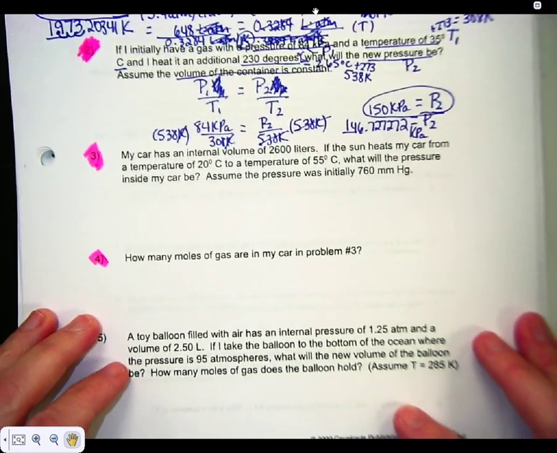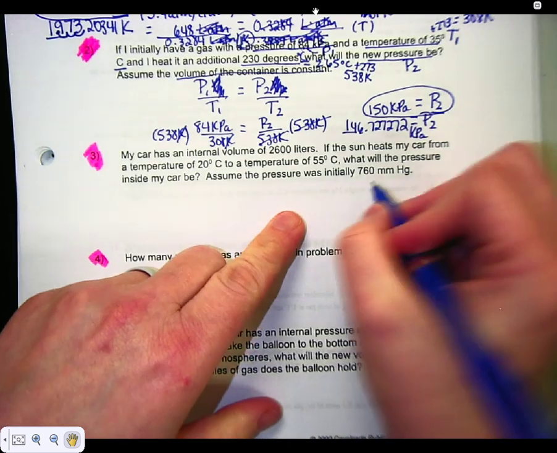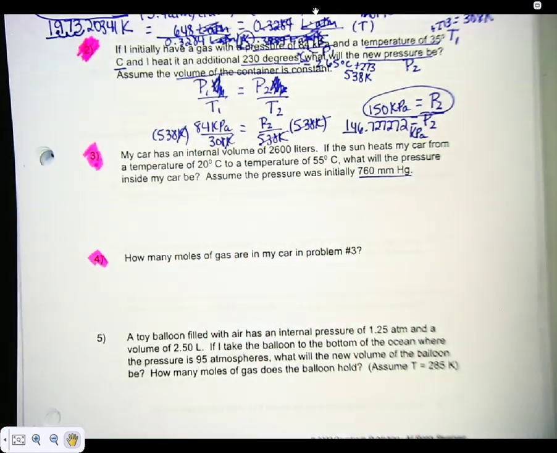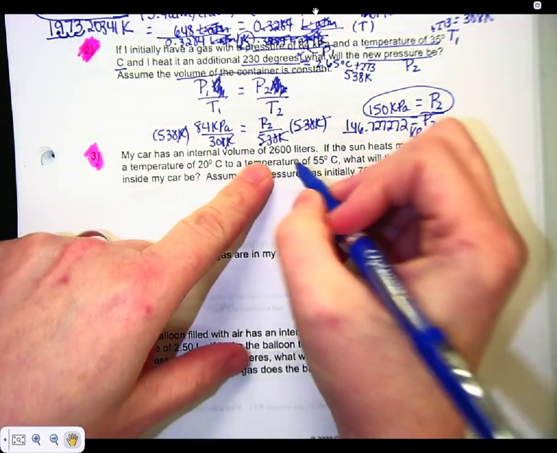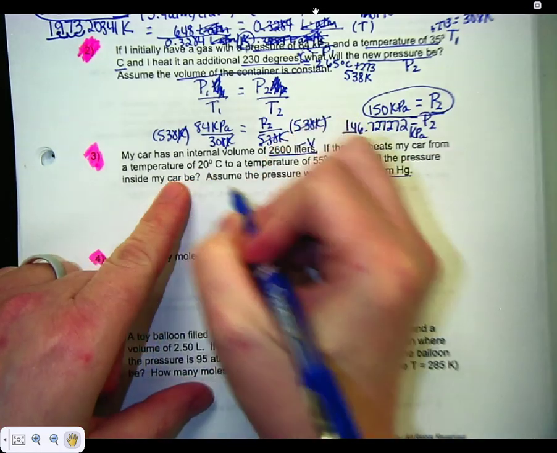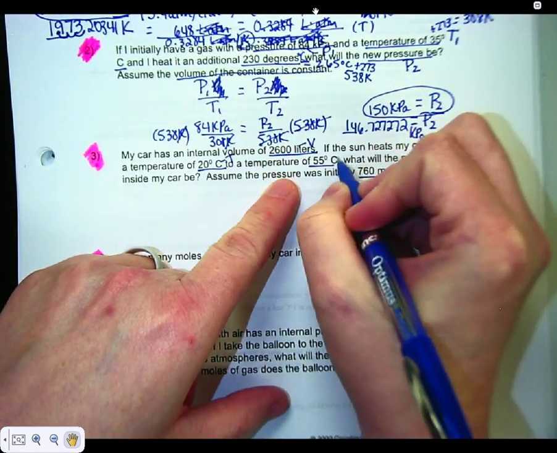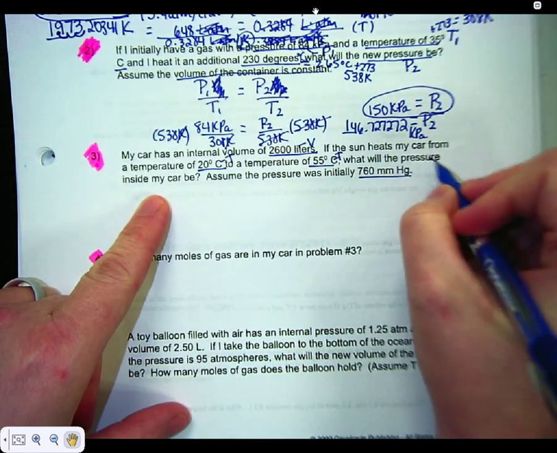Okay, a couple of other problems to look at here. My car has an internal volume of 2,600 liters. If the sun heats my car from a temperature of 20 degrees Celsius to a temperature of 55 degrees Celsius, what will the pressure inside my car be? Assume the pressure was initially 760 millimeters of mercury. Okay, so I have an internal volume of 2,600 liters, which is a V. I have a temperature of 20 to begin with, and then a new temperature of 55. And I want to know what the new pressure will be.